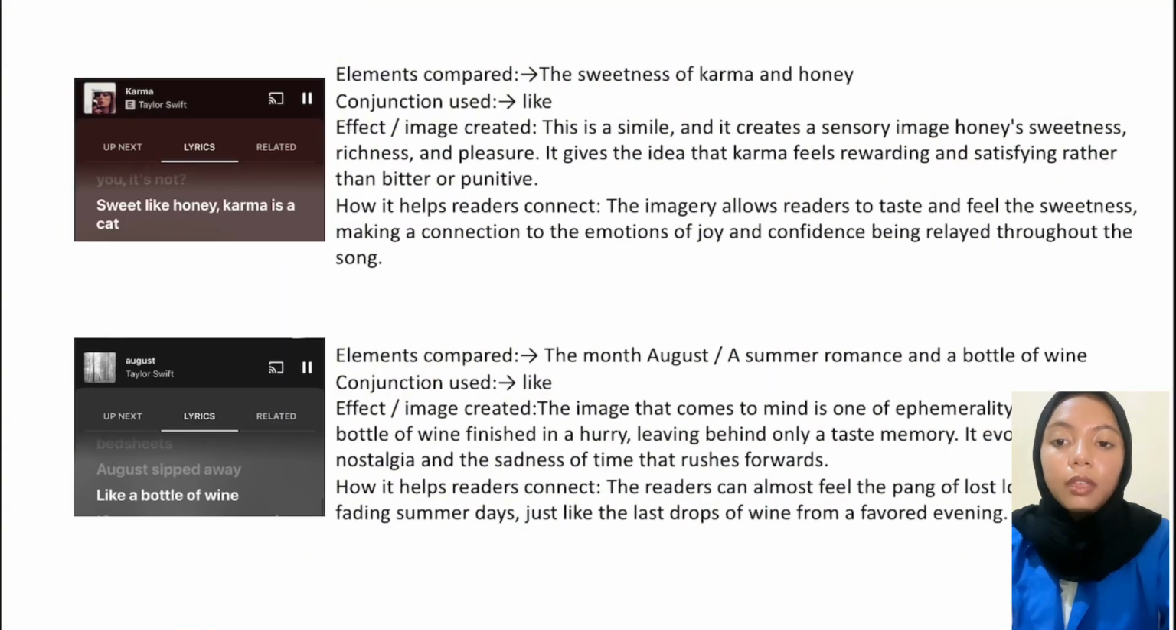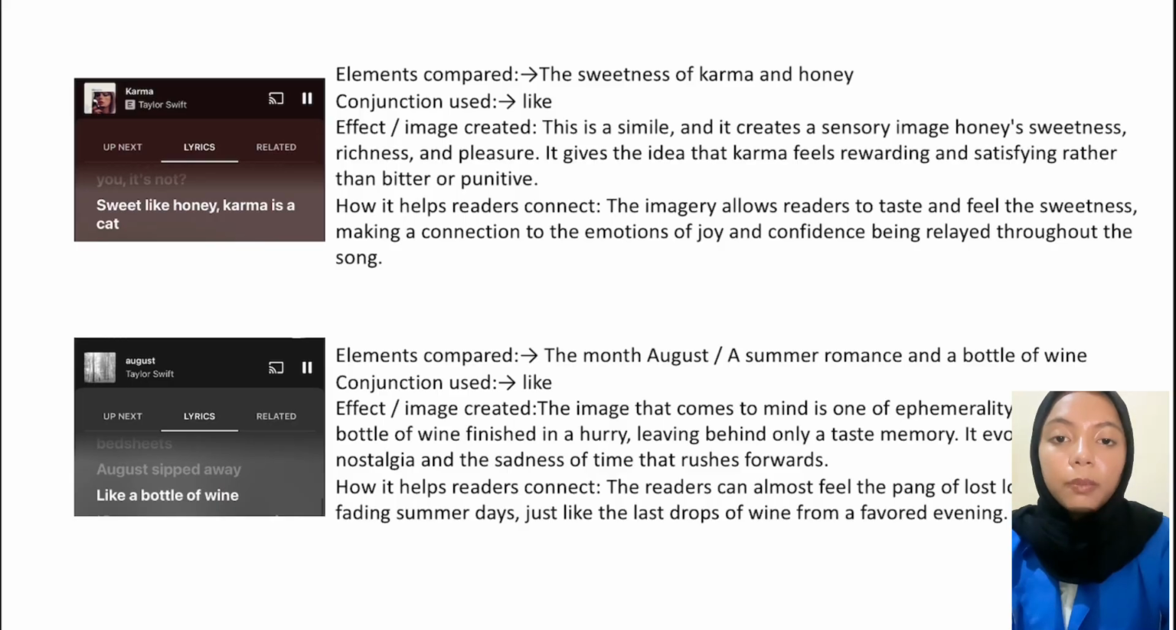And next, I have sweet like honey. Element compared, the sweetness of karma and honey. Conjunction used is like. Effect or image created: this simile creates a sensory image of honey, sweetness, richness, and pleasure. It gives the idea that karma feels rewarding and satisfying rather than bitter and punitive. How it helps the reader connect: the imagery allows the reader to taste and feel the sweetness, making a connection to the emotion of joy and confidence being relayed throughout the song.